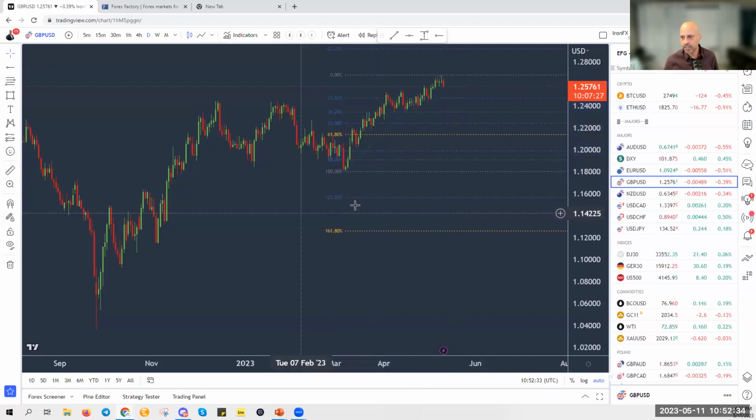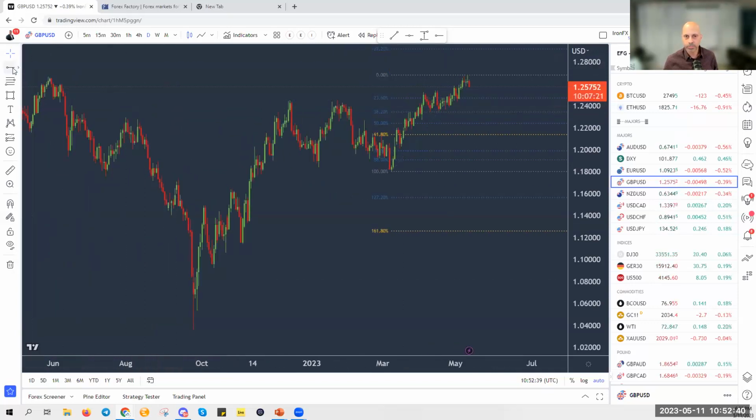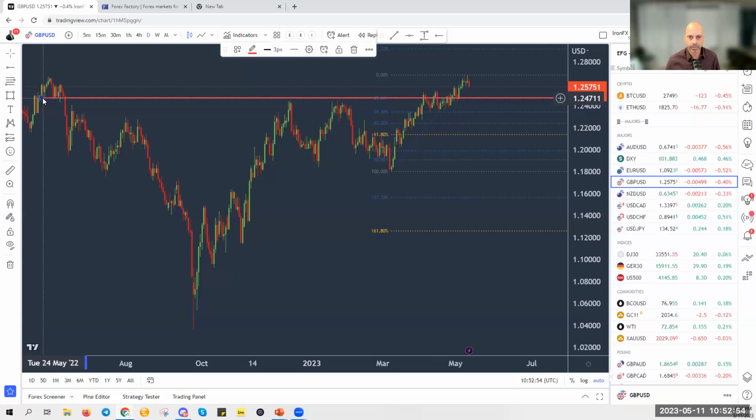Okay, so this is a daily chart. We're looking at the recent significant move up. So as you can see, the first support comes in at 23.6%, which also lines up pretty nicely here back in May of 2022. So this is why you look at a slightly longer time frame to identify significant support levels.